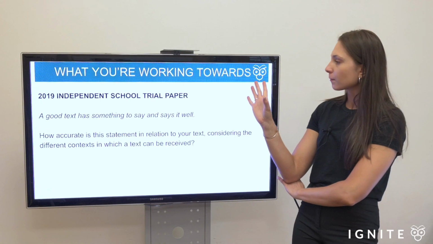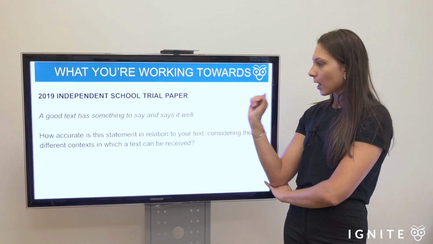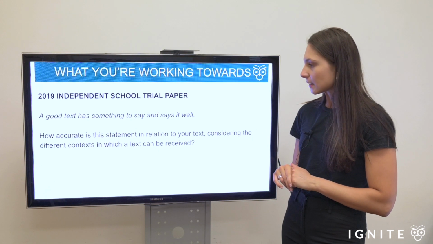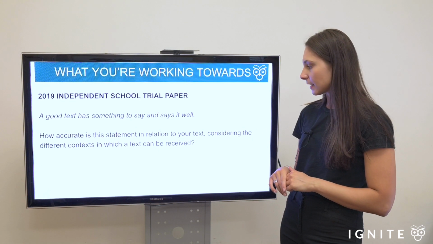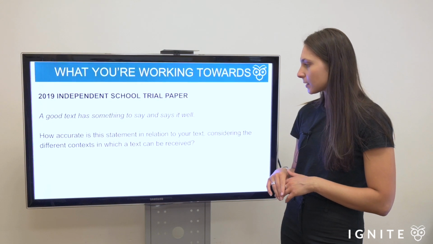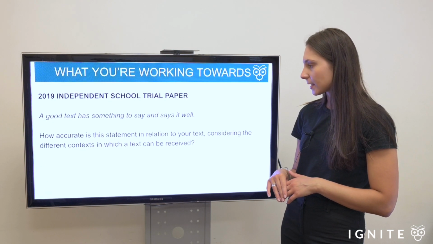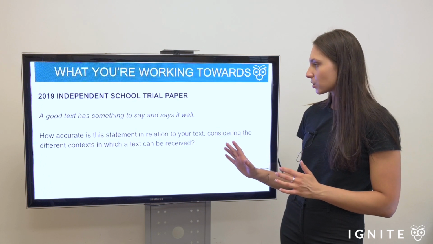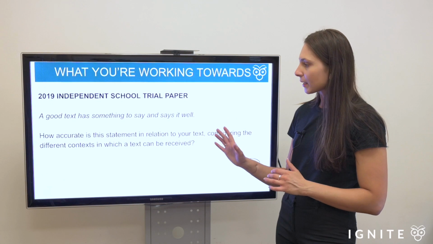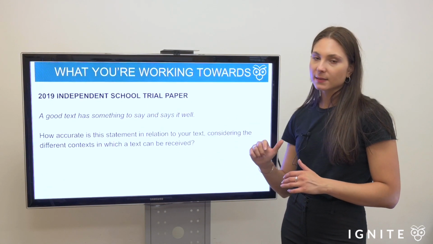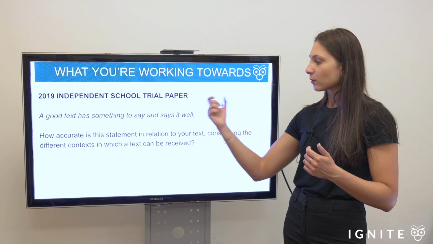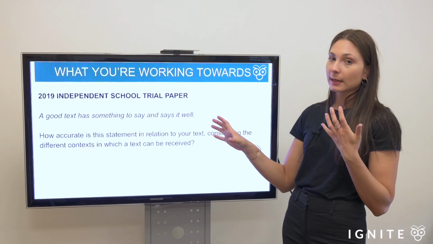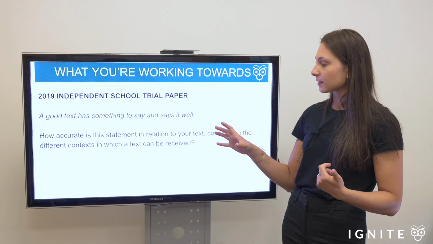Okay, so this one was taken from an independent school's trial paper, and we've got another statement. A good text has something to say and says it well. How accurate is this statement in relation to your text, considering the different contexts in which a text can be received? So there are three main ideas that this question has raised. The first one is, what kinds of ideas does Eliot raise? What themes? Second one, what form is used to explore these ideas? Does it do it well? So what about Eliot's form allows him to explore these ideas in an effective way?